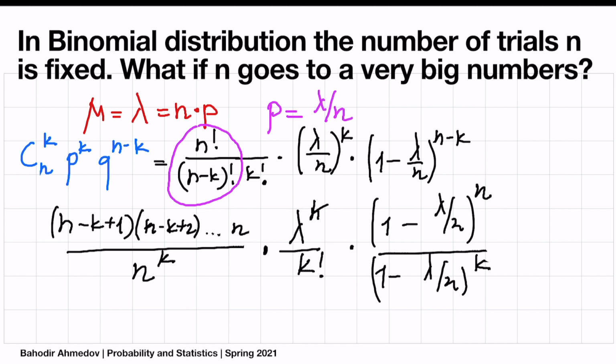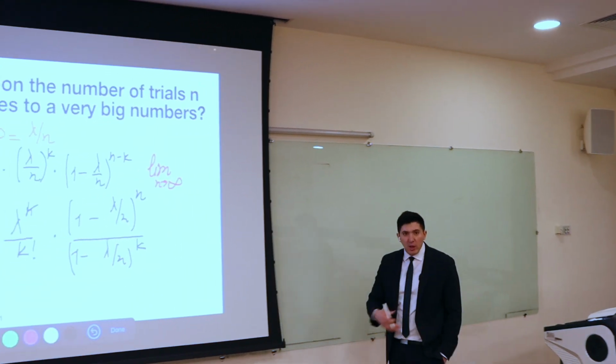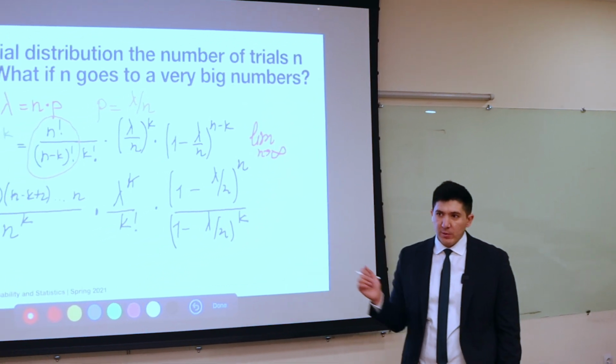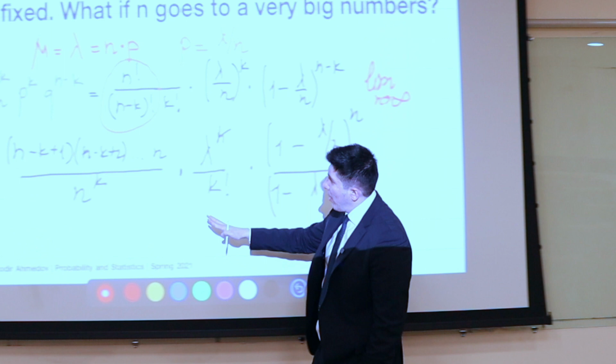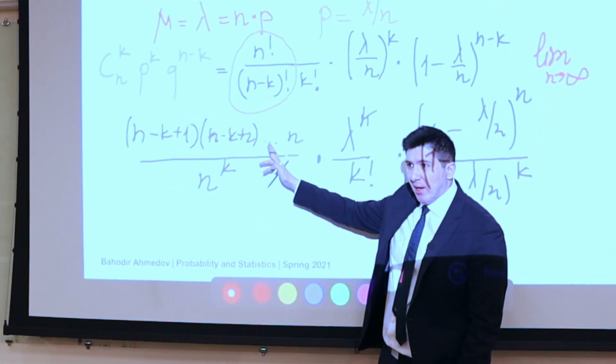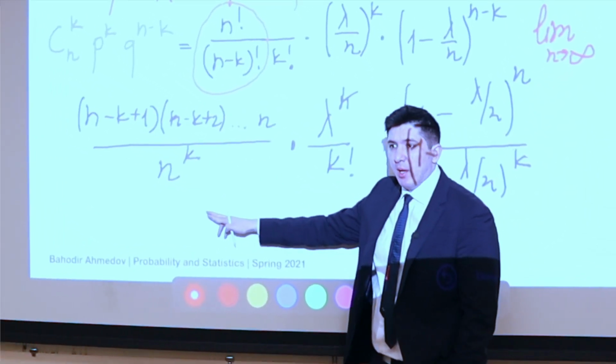Now I would like to find the limit of everything when n goes to infinity, because now the number of trials actually goes to infinity. So what is the polynomial of power k divided by the polynomial of power k when n goes to infinity?